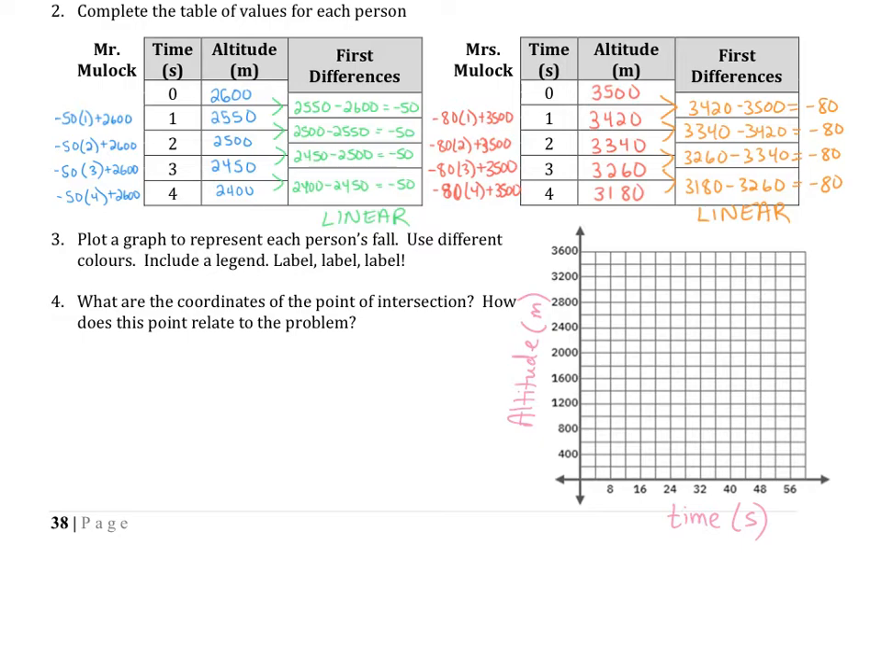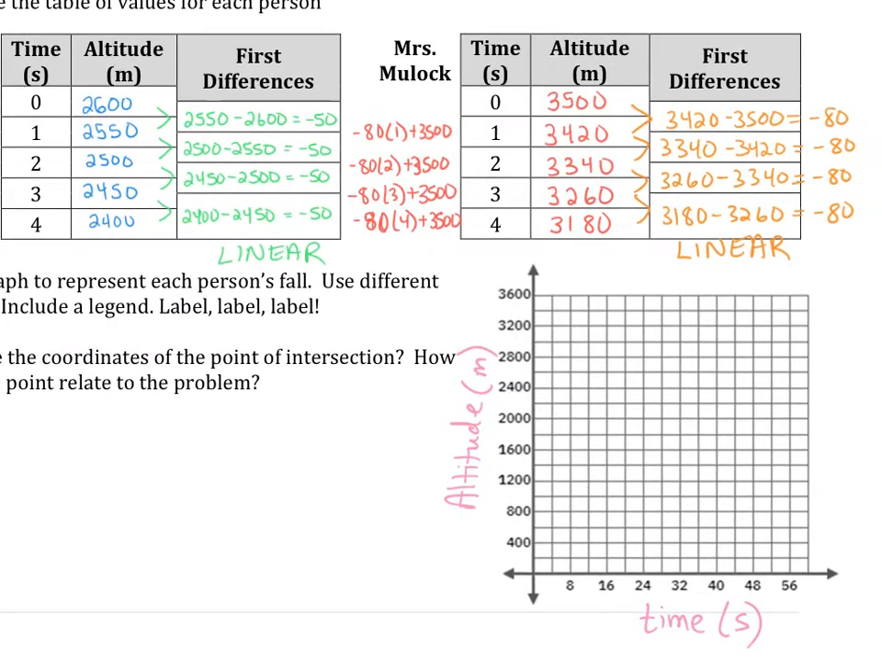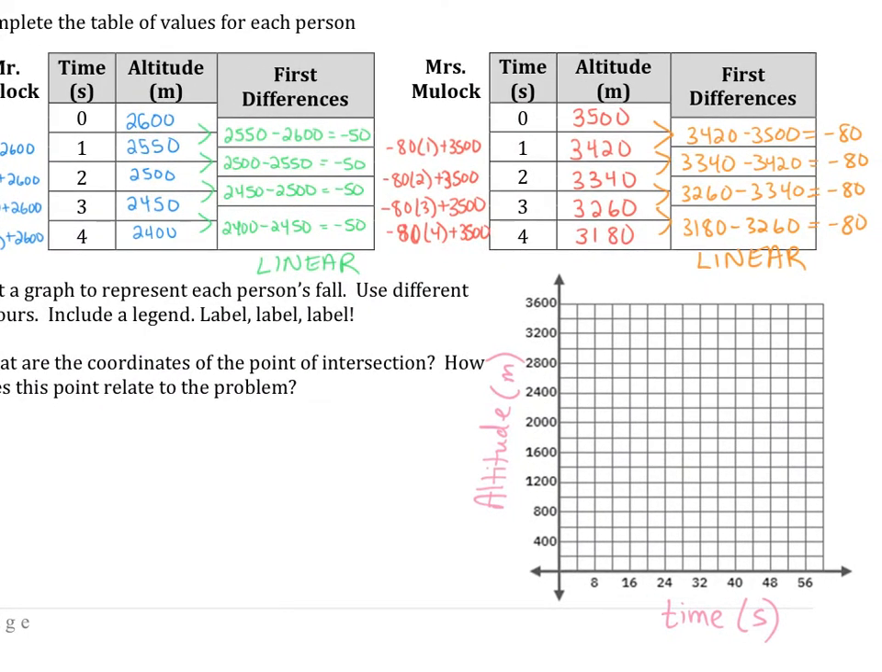Now, here's where knowing that it's linear comes in handy. It's a little bit hard to plot some of these points. Maybe not so much ones that go up by 50s, but definitely ones like trying to figure out exactly where 3260 is on here, or trying to figure out where 3180 is on here might be a little bit challenging. So what you can do is you don't have to plot every single point. So we know at 0 it's going to be about 2600, which is here. And at 4 seconds it's going to be 2400.